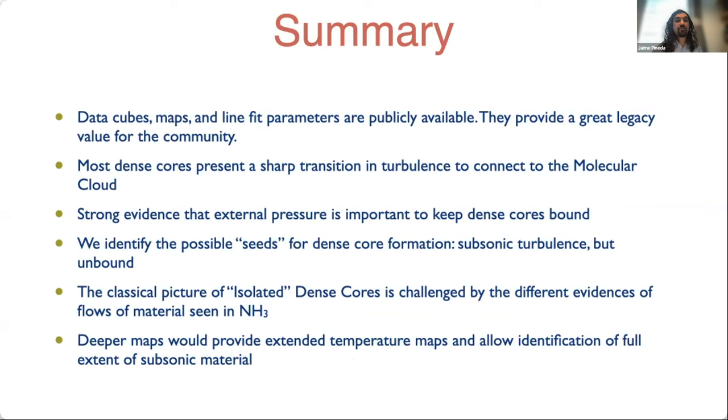What we can see is that a common result is that the cores present more or less a sharp transition between supersonic turbulence from the cloud and the subsonic core. And that's a common feature across regions. There is strong evidence that we need external pressure to keep dense cores bound. Also, we identify possible seeds for core formation. So regions that show very low levels of turbulence, subsonic levels of turbulence, but are unbound because they have very low mass.